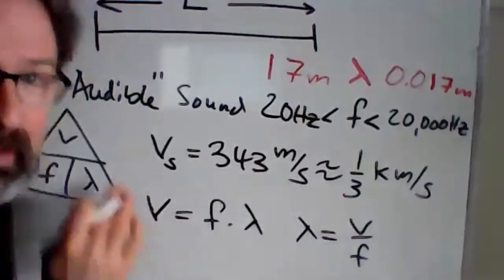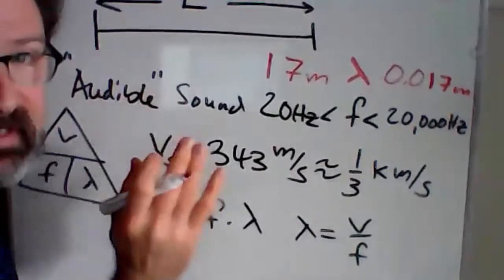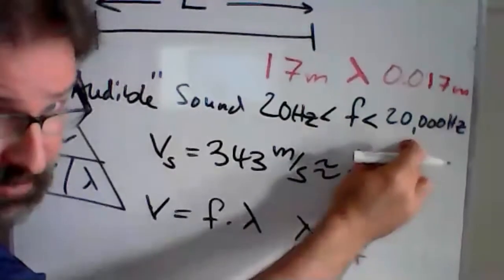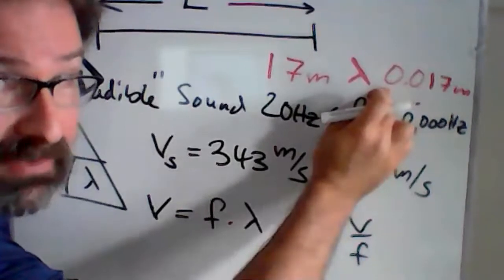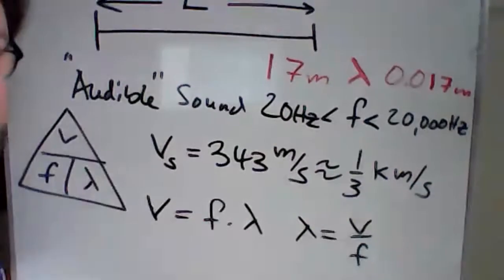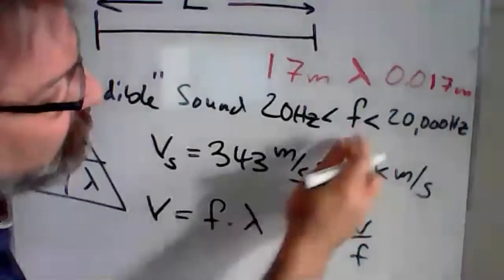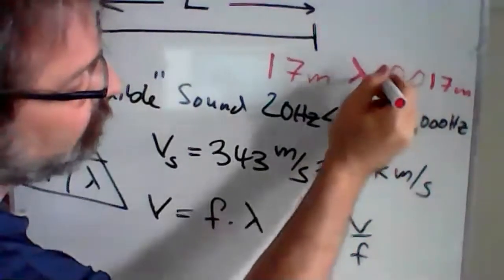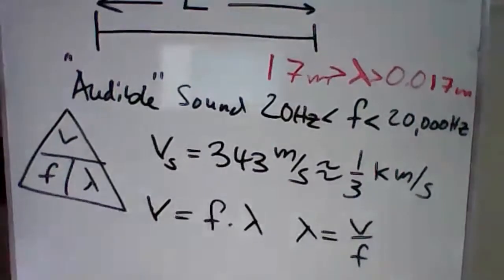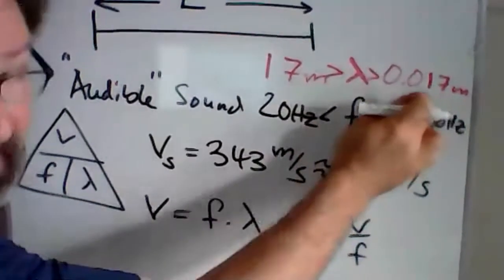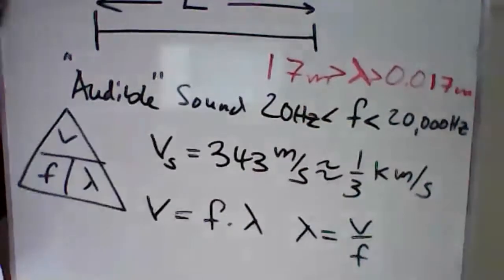So audible sound varies in frequency from 20 hertz to 20,000 hertz. It also varies in wavelength from 0.017 meters to about 17 meters. Okay, and of course that means we got to change these signs in terms of how they're pointing the other way around. So audible sound is greater than 1.7 centimeters and smaller than 17 meters.